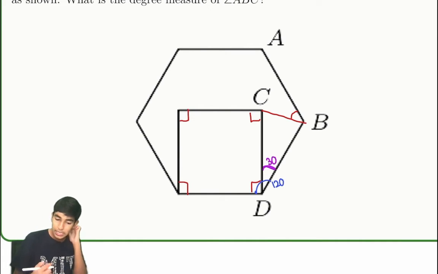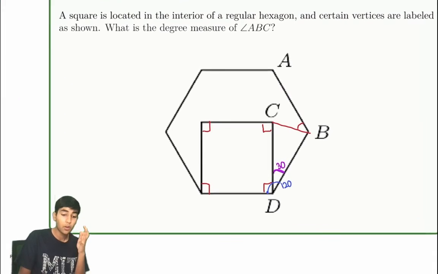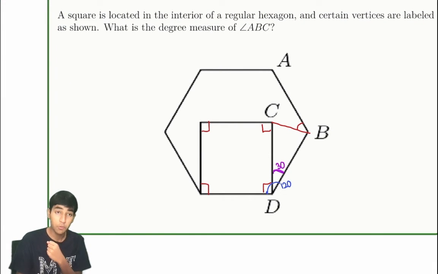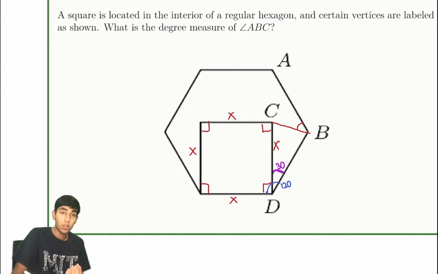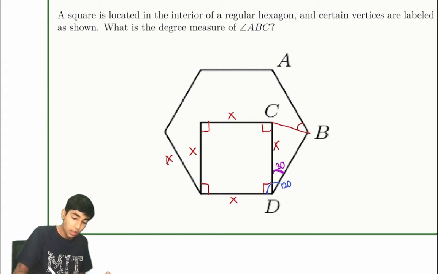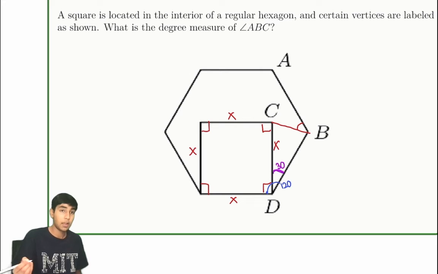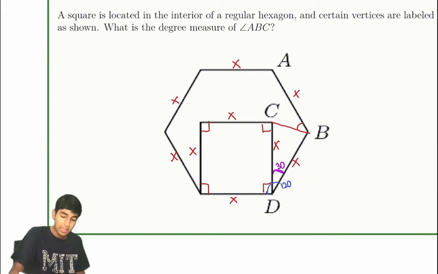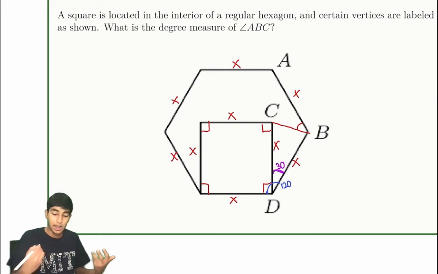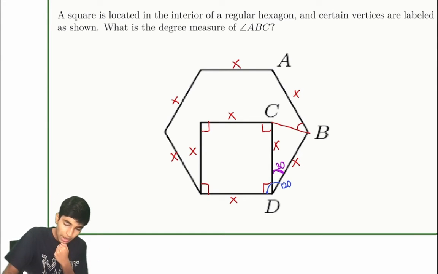And now here's really where the key observation of the problem is. Regular hexagon, regular quadrilateral. They share a side, right? And because they're regular, all of the sides of their polygon will be equal. Regular polygons always have all the same angles and all the same sides. So all the sides of the square are going to be that same x because it's regular. Similarly, all the sides of the hexagon are going to be that same x as well because it's a regular hexagon. Okay, let's go back to what we're looking for.